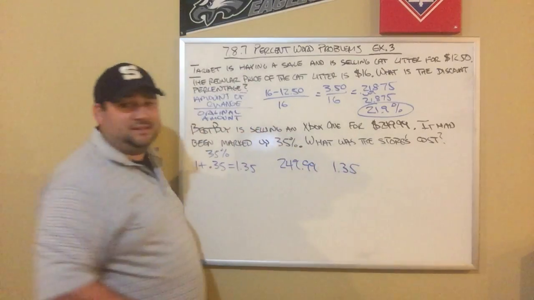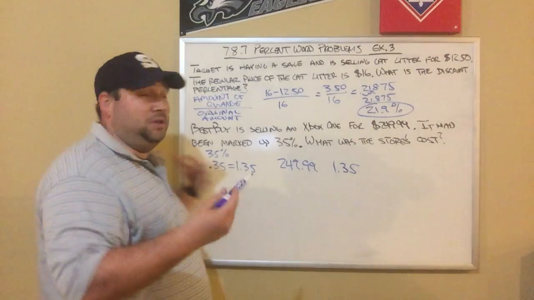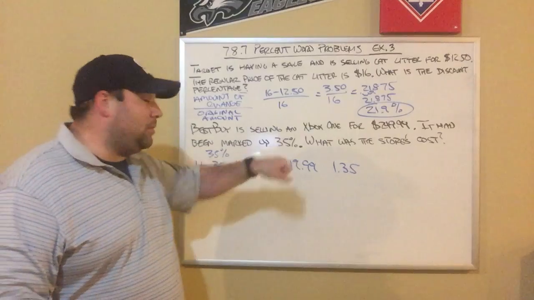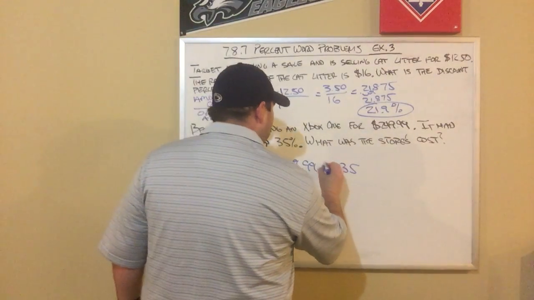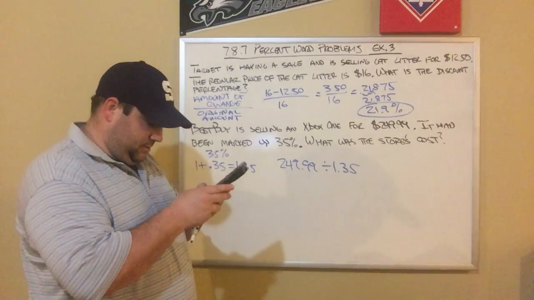Remember, all these problems worked out the same way like this. And then we decide, do I multiply or divide? I multiply if I'm doing a markup. I divide if the markup has already happened. Well, we know it had been marked up, so it's already been marked up. So that already happened. So that means we're dividing. So we're going to do $249.99 divided by 1.35.